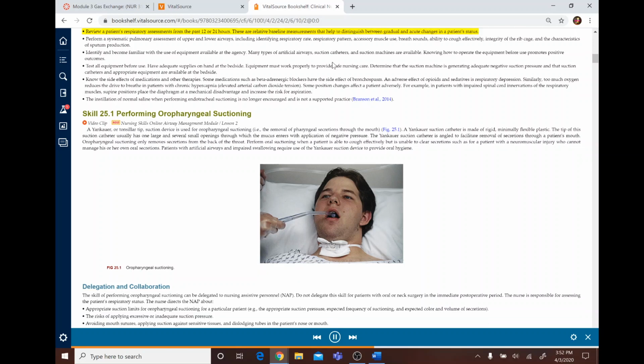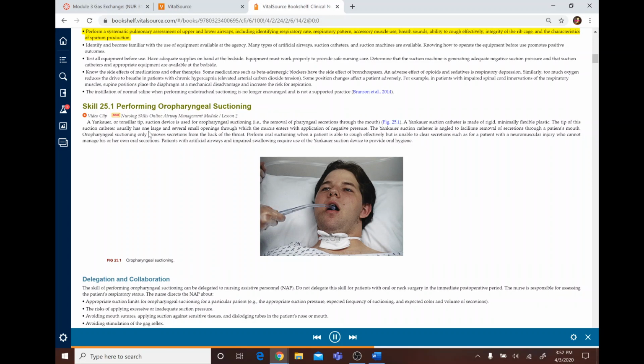Review a patient's respiratory assessments from the past 12 or 24 hours. These are relative baseline measurements that help to distinguish between gradual and acute changes in a patient's status. Perform a systematic pulmonary assessment of upper and lower airways, including identifying respiratory rate, respiratory pattern, accessory muscle use, breath sounds, ability to cough effectively, integrity of the rib cage, and the characteristics of sputum production.